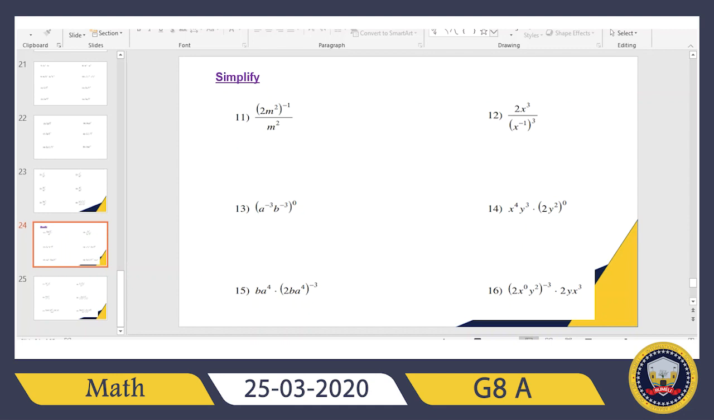So here I have m power negative 2 over m power of 2, same base, so I will just subtract. In the division I have to subtract the powers. Negative 2 plus negative 2, same sign, so I will add and put the sign. Yani it means 2 power negative 1 over m power negative 4.